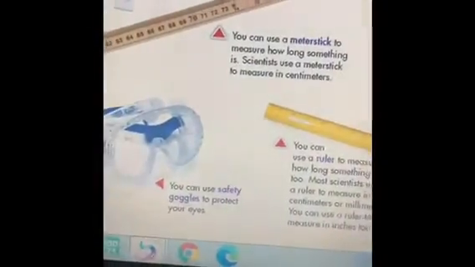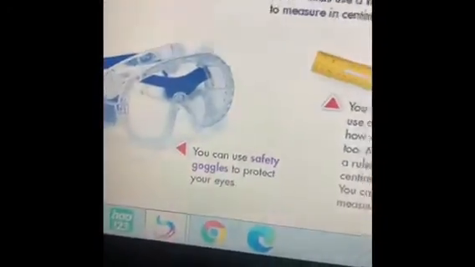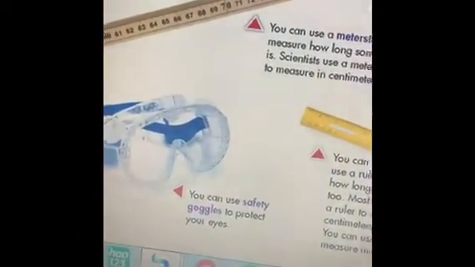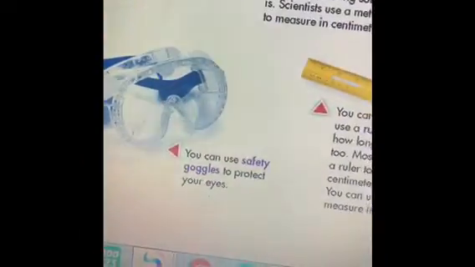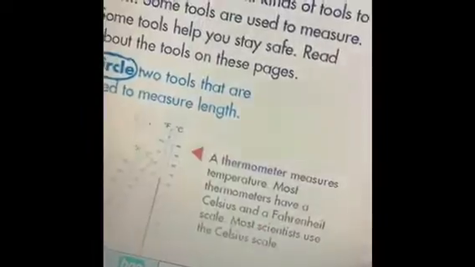Okay, we learned here some different tools: thermometer, meter stick, ruler and safety goggles. Let's move now. This is 184. Let's move to 185 to learn more tools that we use in our daily life.